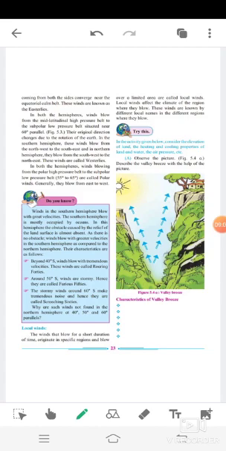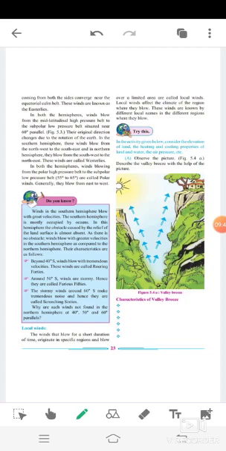In both hemispheres, the winds that blow from the mid latitudinal high pressure belt between 25° and 35° parallels to the subpolar low pressure belt between 55° and 65° parallels are called the westerlies. Now, local winds. The winds that blow for a short duration of time, originate in a specific region and blow over a limited area are called local winds. Local winds affect the climate of the region where they blow.